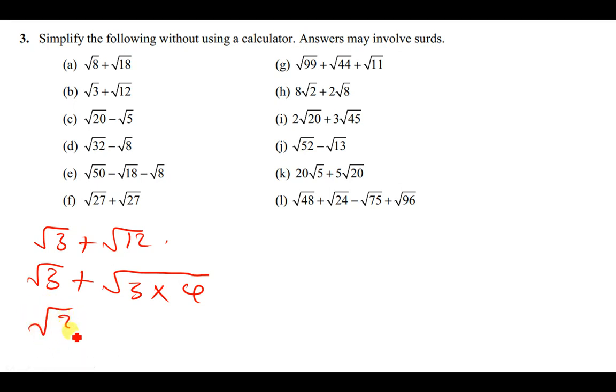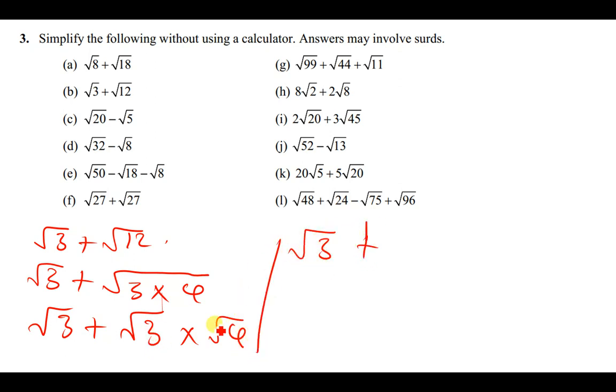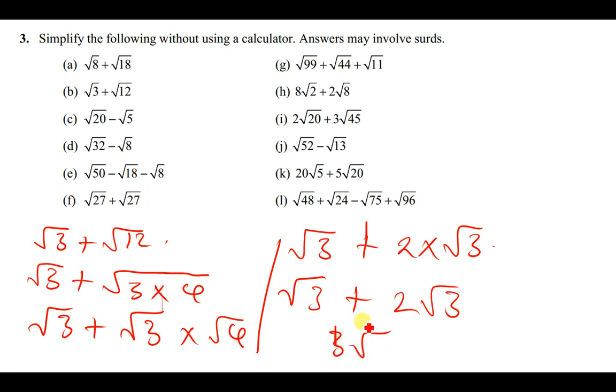So we have the root of 3 plus the root of 3 times the root of 4. The root of 4, the answer is 2. So we have 2 times the root of 3. So we have the root of 3 plus 2 root 3. So the answer here will just be 3 root 3. So this is the answer. When you add 1 plus 2, the answer is 3 root 3.